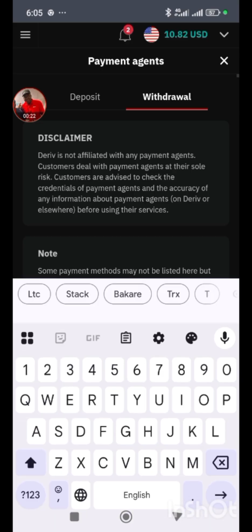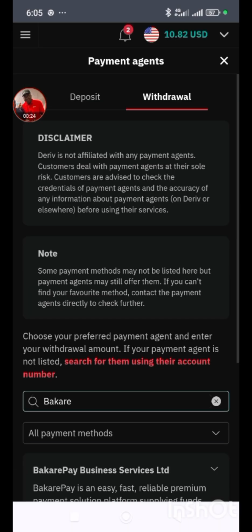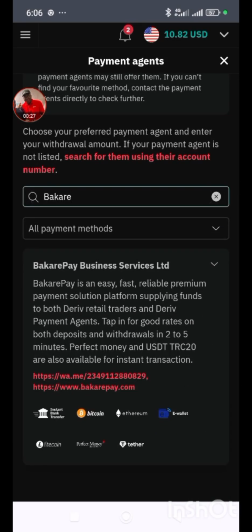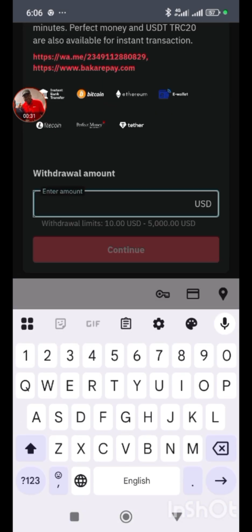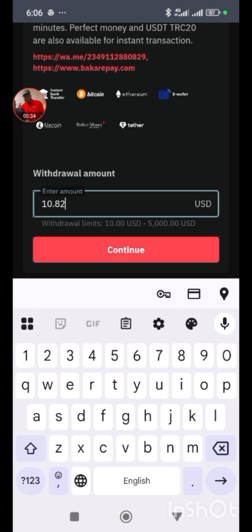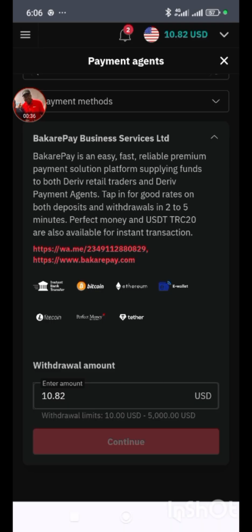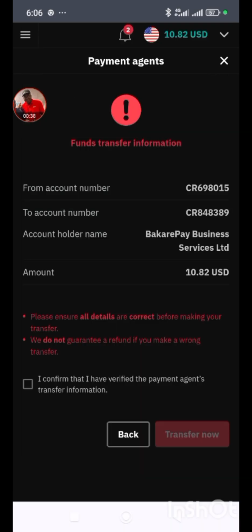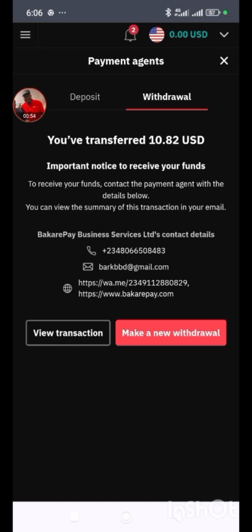All I need to do is to search for Bakari Pay. You'll see Bakari Business Service Ltd. All you need to do is enter your amount. You see, all you just need to do is click on this. If you use payment agent to make your first deposit, it will be a lot easier to also use that method to collect your money. So all I need to do is click on transfer now, and you see it's gone.